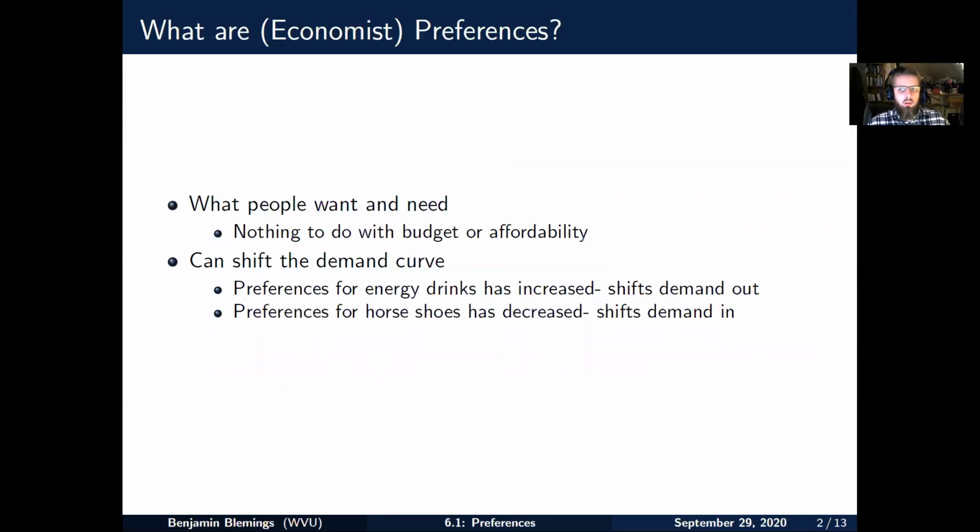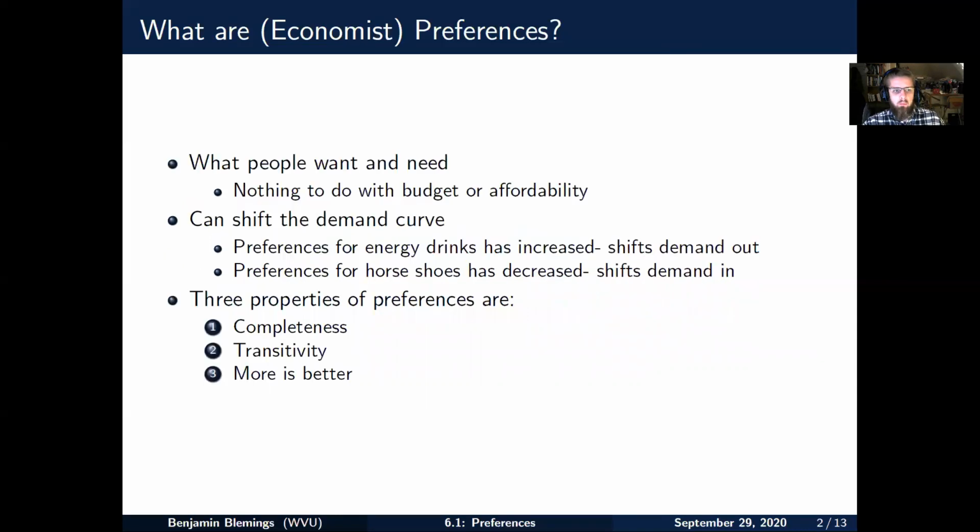But anyway, when we're talking about preferences in economics, we mean what people want and need. And this really has nothing to do with the budget or affordability. It's more just what they like and what they need to survive. And so we know that these preferences can shift the demand curve as they change. One example is an increase in preferences for energy drinks. Like 30 years ago, it was just coffee, but now there's an increasing preference for energy drinks, and so that's shifted the demand out. And on the opposite side, there has been a decrease in the preferences for horseshoes, and so that's shifted demand in over the last 100 years.